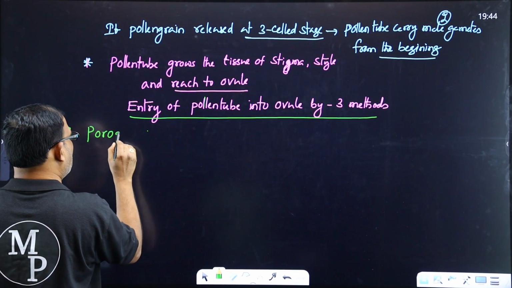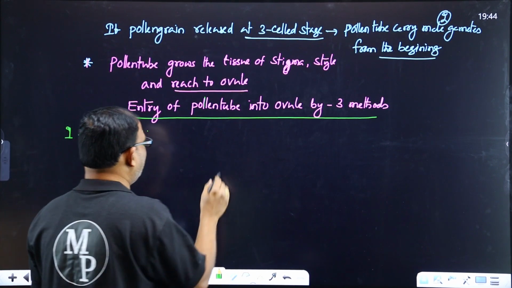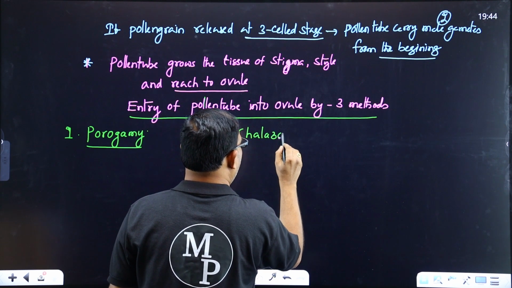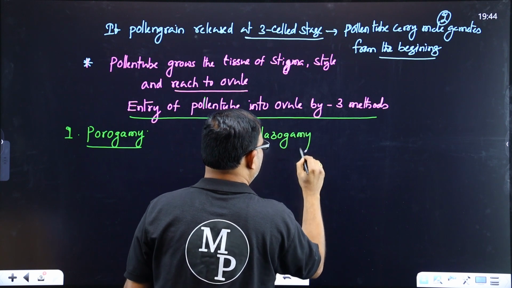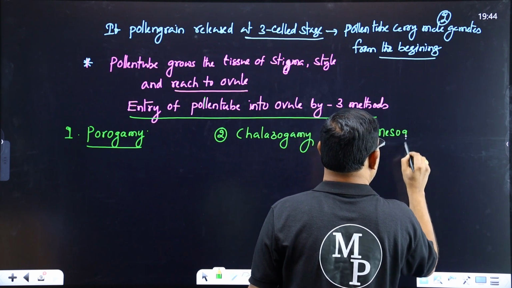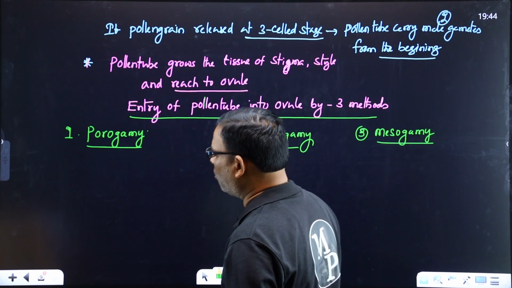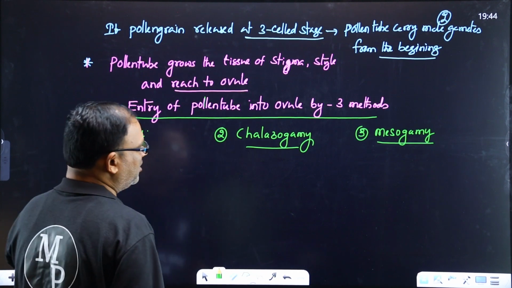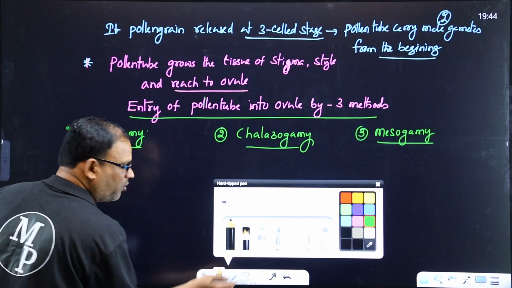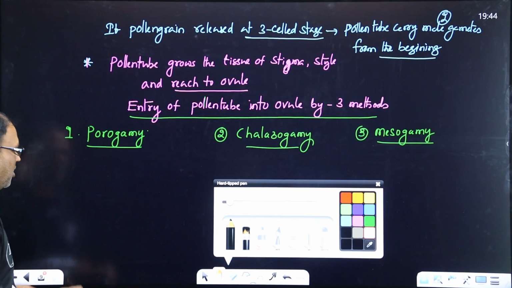Porogamy. The first method is called what? Porogamy. The second method is what? Chalazogamy. The third method is what? Mesogamy. Important. Okay, total three methods. One is porogamy, second one is chalazogamy, third one is what? Mesogamy. So we'll see now what about porogamy, chalazogamy and mesogamy.